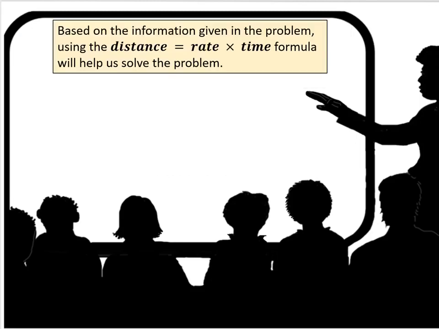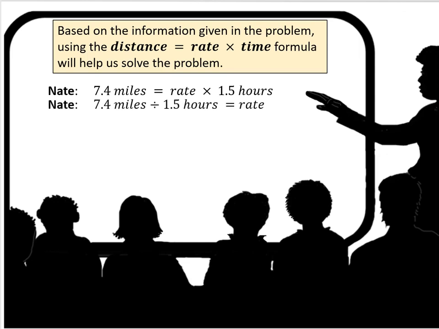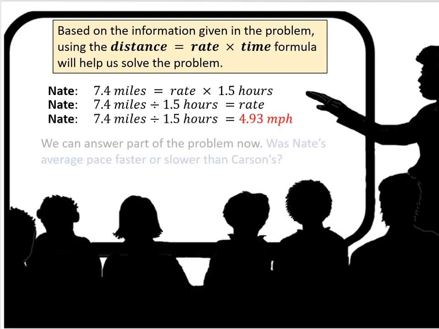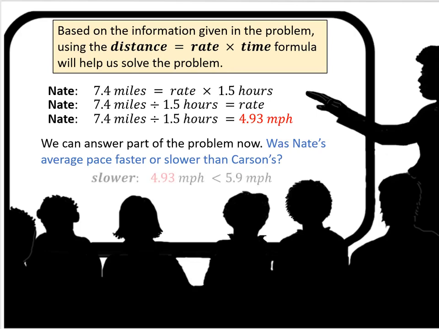So based on the information given in the problem, using the distance equals rate times time formula will help us solve it. So first we'll look at Nate. 7.4 miles is the distance, and we don't know what his rate was or how fast he was going, but we know that it took him 1.5 hours. So if we divide the distance by the time it took him, we can figure out how fast he was going, or what his pace was. So 7.4 miles divided by 1.5 hours, we get 4.93 miles per hour.